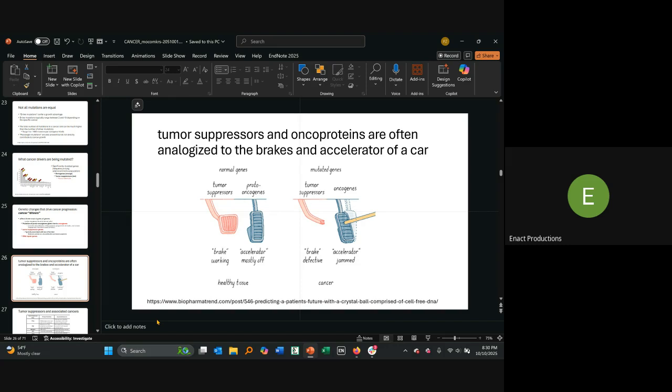So let me challenge Olivia, based on what you've heard Paul and I say, can you give your own definition of tumor suppressor and oncogene? Do you have a way of communicating that?